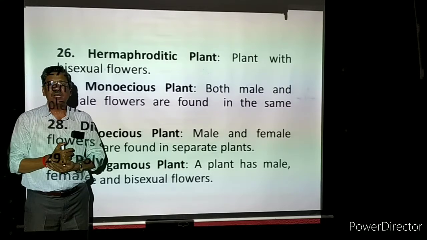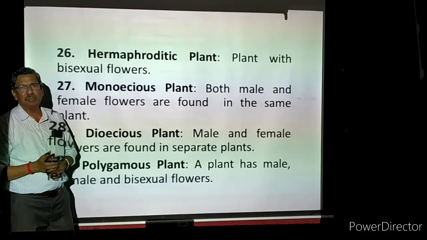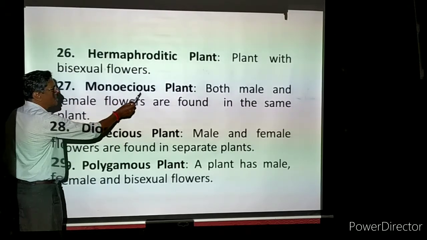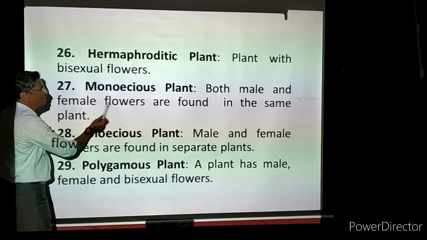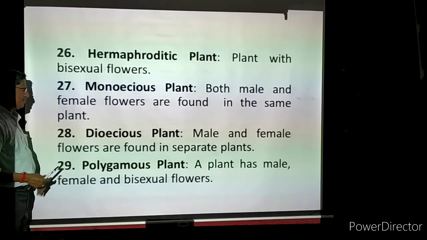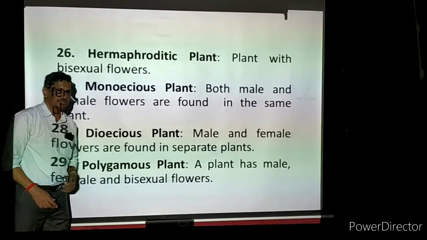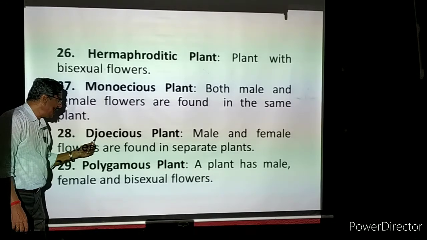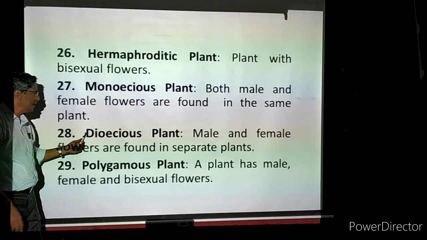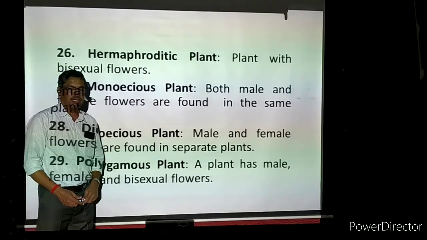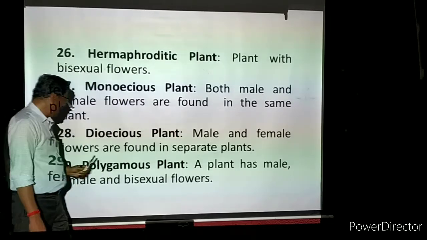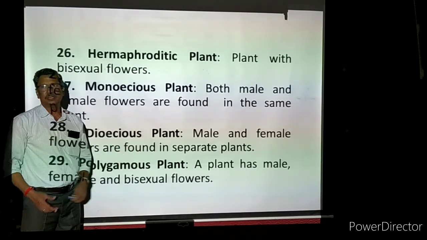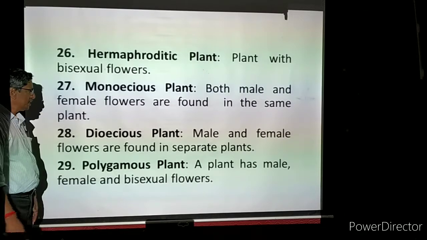What is the female flower? Androecium will not be there, only gynoecium will be present. Such unisexual flowers will be present. Monoecious plant has both male and female flowers found in the same plant. Next, a dioecious plant. Now see that dioecious, D-I-O-E-C-I-O-U-S, dioecious, the O is silent. Dioecious plant means male and female flowers are found in separate plants.